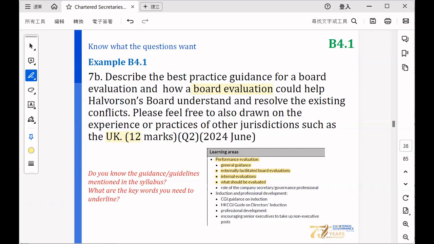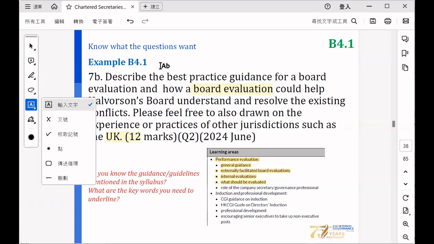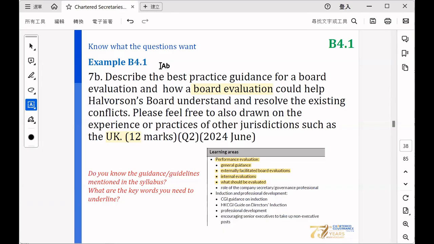I won't go through the detailed answers with you for this question, but I think it's quite important for you to know about the FRC guidelines. I think your study guide mentions the FRC guideline. The most important part in the FRC guideline is how to conduct a board evaluation, which is an effective board evaluation.